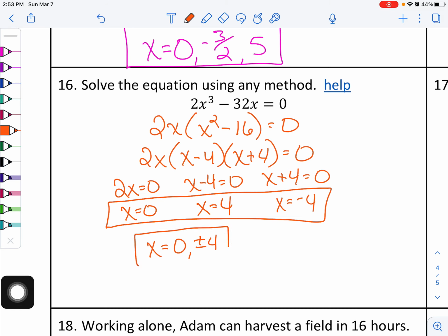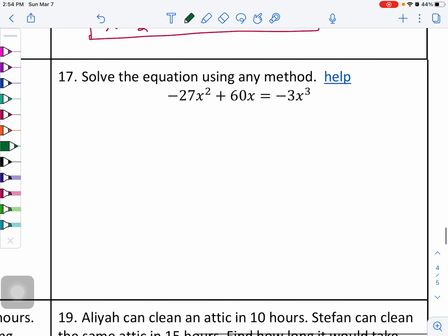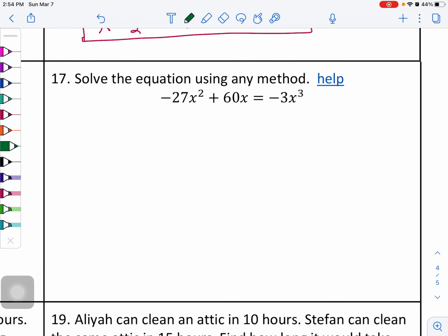You could also write this answer, I'll show you the ultimately lazy way to write it: x equals 0, and then you can put plus or minus 4. That means the same thing as a +4 and a -4. It's just a lazy way to write it, I guess.